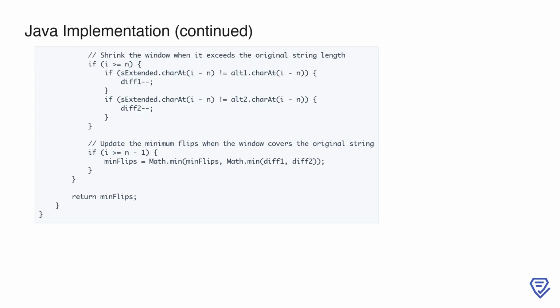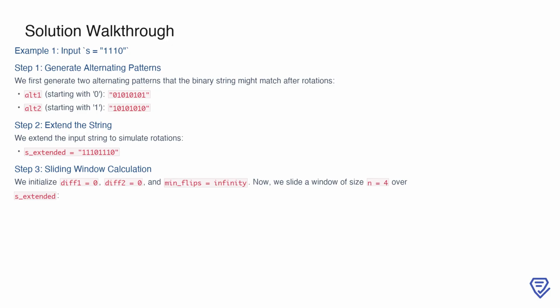Once the window size reaches n, we calculate the minimum number of flips required for the current window by taking the smaller value between diff1 and diff2, and update min flips accordingly. After completing the traversal, the method returns the smallest number of flips needed to make the string alternating, ensuring that all rotations are considered.